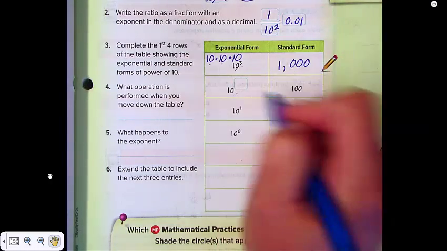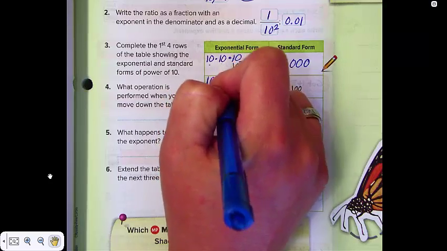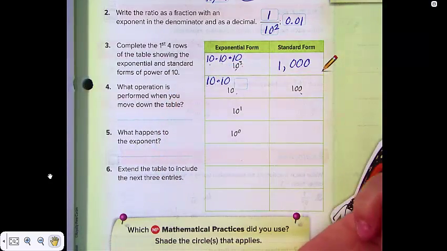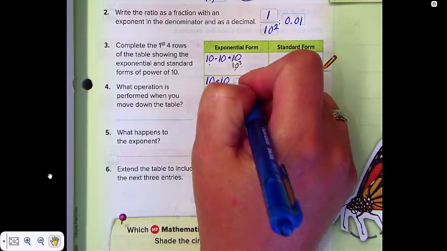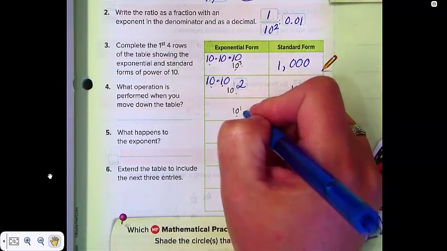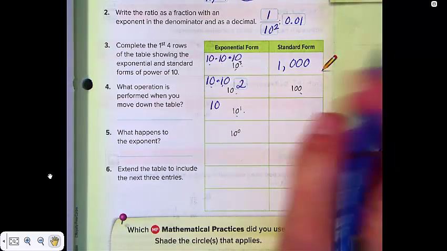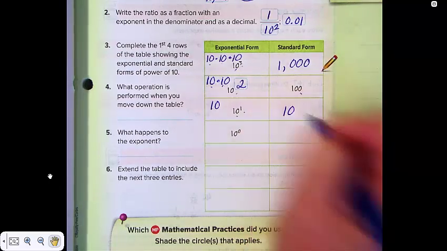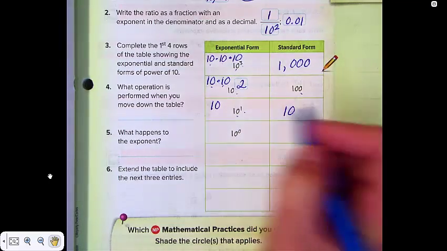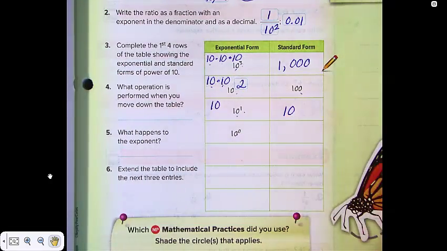How many 10s do I have to multiply to get 100? Well, I know that if I take 10 times 10, it will equal 100. So how many 10s do I have? The answer is 2 of them. So that's 10 to the second power. 10 to the first power is just a 10 by itself. It's a single 10. So 10 to the first power is 10. 10 to the 0 power, hopefully you remember that any number to the 0 power is 1.